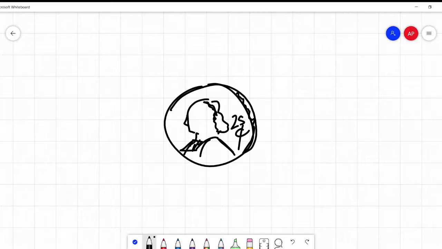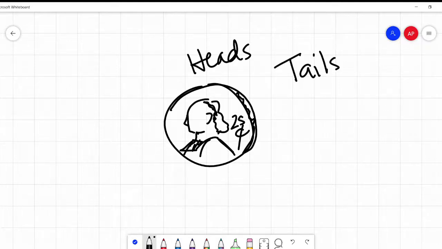All right, so I have this coin, and we flip it in the air, and we say heads or tails. What are the odds that it will come up heads? There are 2 possible options, heads or tails. Heads is one of those. So 1 out of 2. Getting heads is 1 out of 2. Tails is also 1 out of 2.